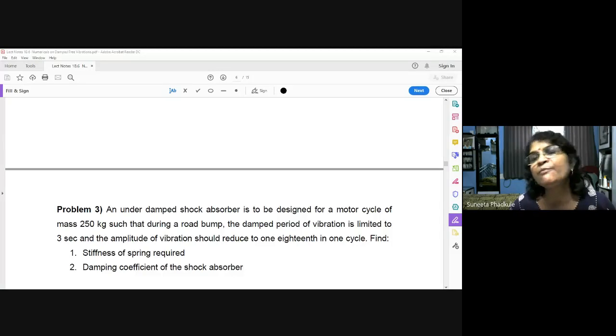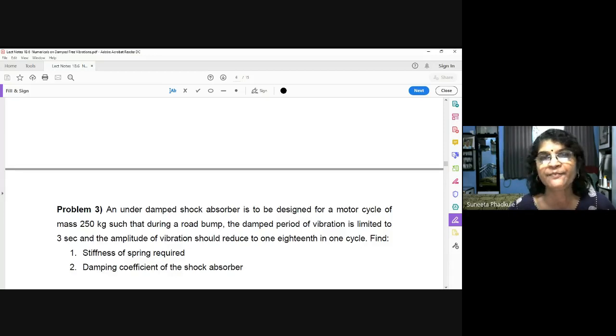Otherwise, we will move to the third problem. We are going to complete 7 problems, which are somewhat difficult as compared to the last problems we have taken in the earlier lecture.